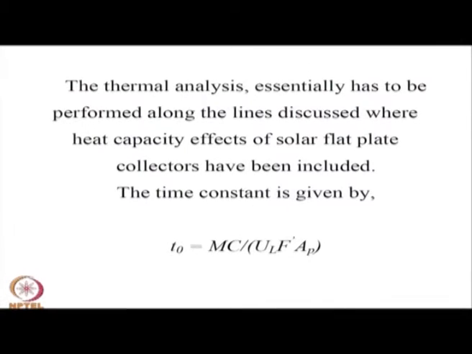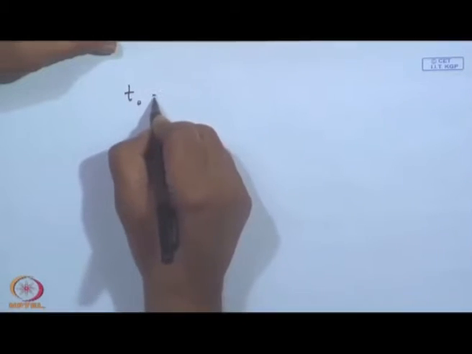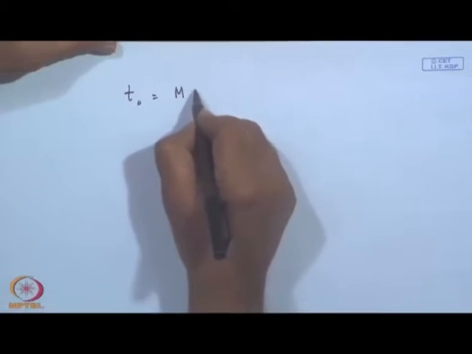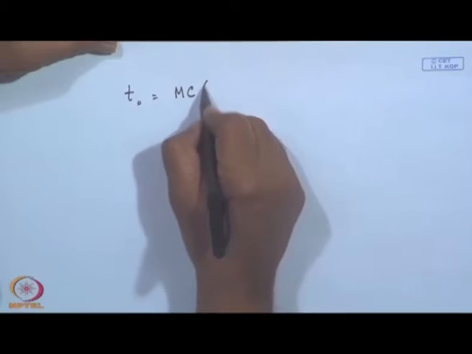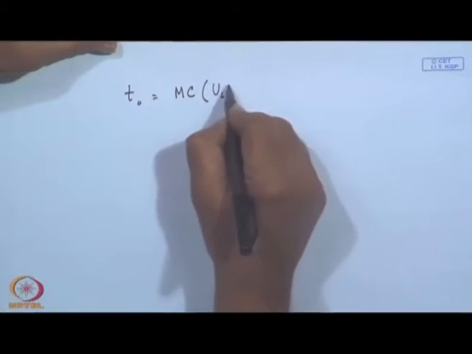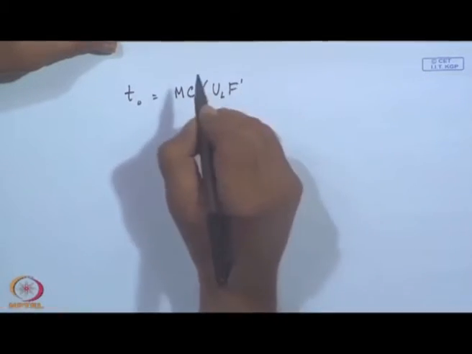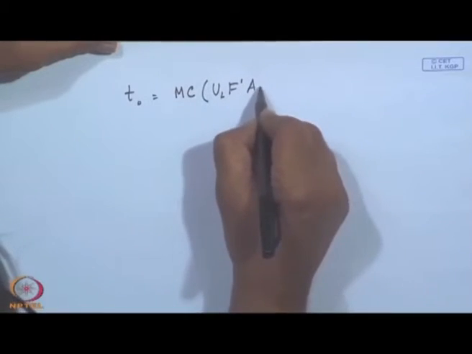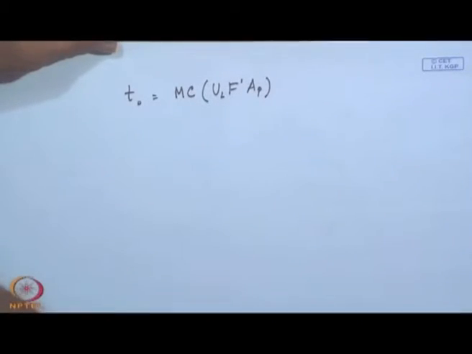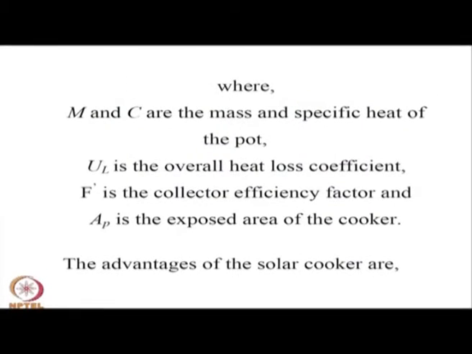So, the time constant for this is given by mass m, specific heat C times overall loss coefficient UL and a collector efficiency factor F' by the area of the aperture. M and C are the mass and the specific heat of the pot, UL the overall heat loss coefficient, F' the collector efficiency factor, and Ap is the exposed area of the cooker.